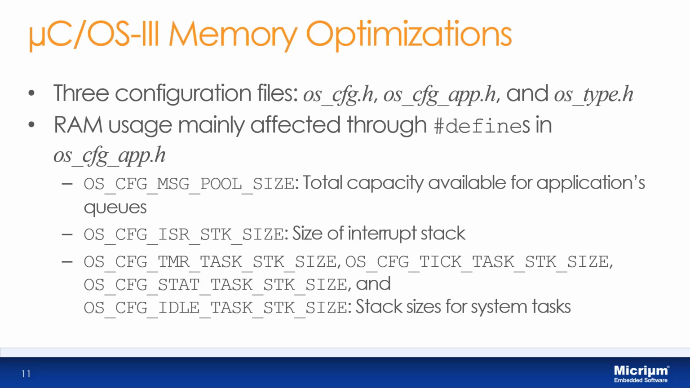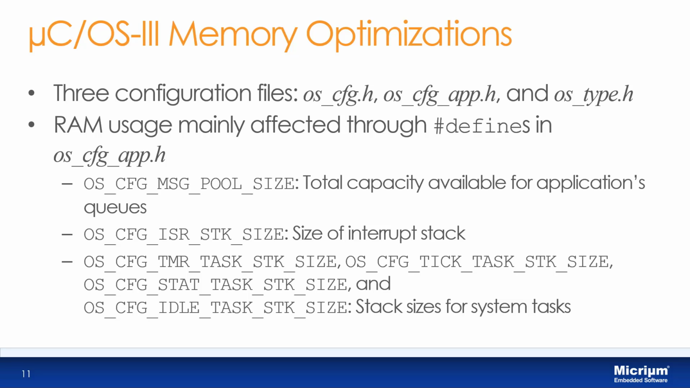The second pound-define in the list shown here, osconfig ISR stack size, controls the size of the kernel's interrupt stack. Where allowed by hardware, MicroCOS3 employs a separate stack for ISR use, so the code contained in interrupt handlers isn't forced to rely on the stacks of interrupted tasks. For the most efficient use of memory, application developers should make sure that this pound-define truly reflects the stack requirements of their interrupt handlers. Developers of MicroCOS3-based applications should also confirm that their system task stacks are sized appropriately.